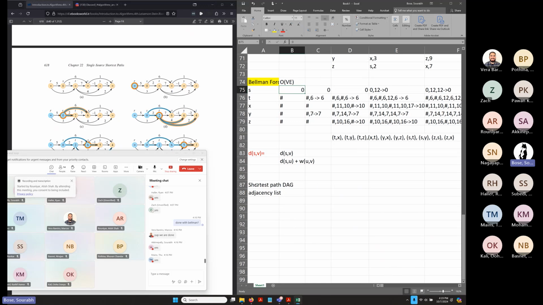Shortest path DAG, on the other hand, will be big O of V plus E. It just needs a topological sort. That's it. So let us see that in order. I'm going to list out the vertices R, S, T, X, Y, Z.